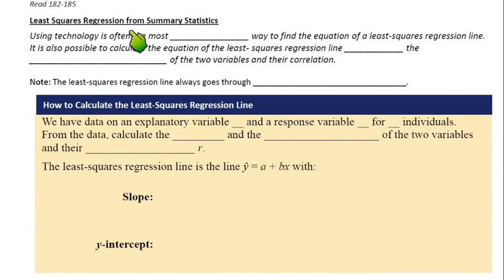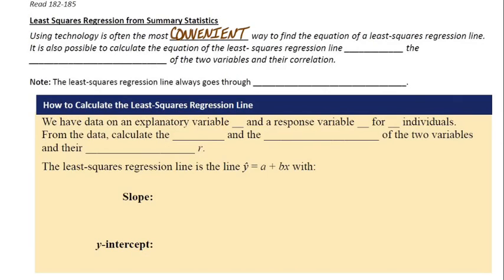Least squares regression from summary statistics. There's actually a way to come up with the LSRL if you know some of the statistics about the data, like the mean of the x values, the mean of the y values, and a couple other things. So you don't actually need to just put the data in your calculator and have it calculate it for you, if you know those actual values, if you know the summary statistics.